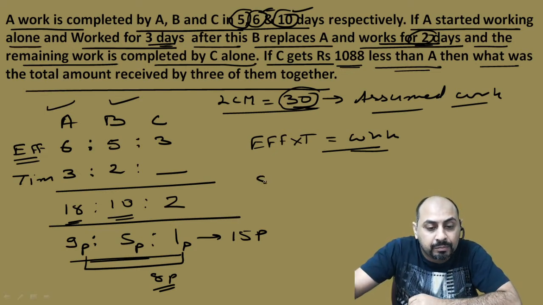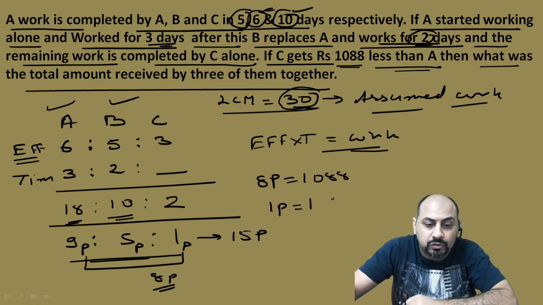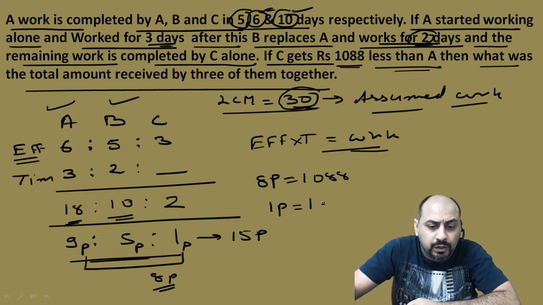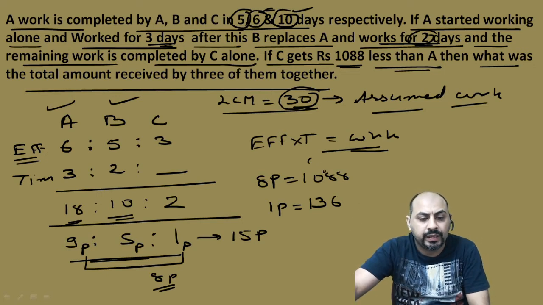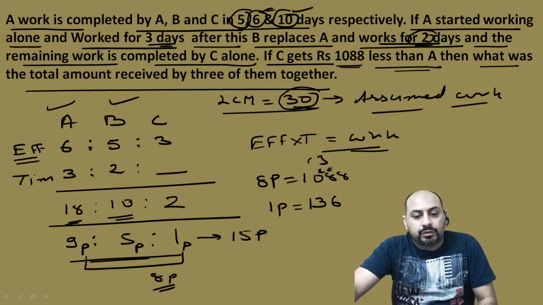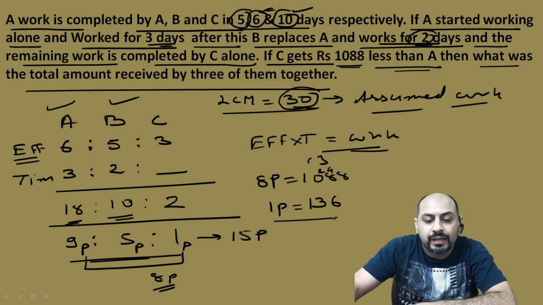And these 8 parts correspond to 1088 rupees. One part corresponds to, over here, 136, I believe, right? So it is 136. So 8 ones are 8, 8 threes are 24. Yes, 136. So one part is 136.